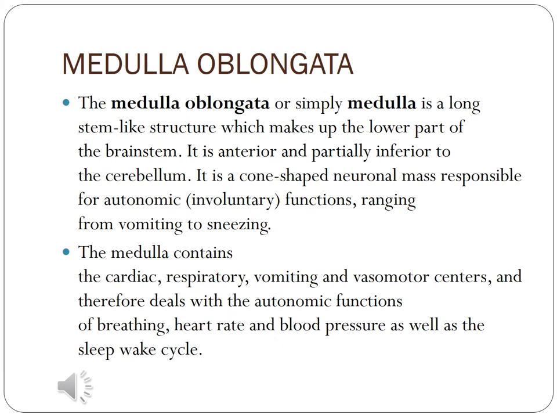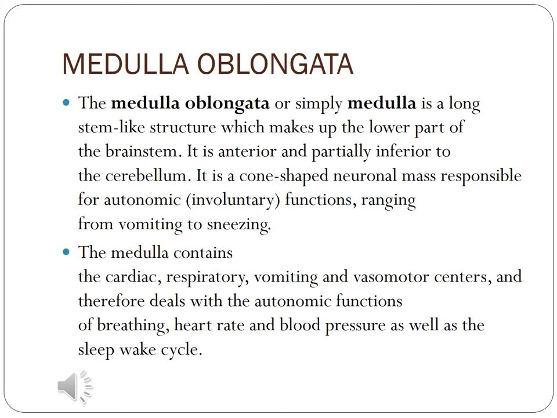So next comes the medulla oblongata. The medulla oblongata is simply medulla, we get it. This is a long stem-like structure which makes up the lower part of the brain stem. It is anterior and particularly inferior to the cerebellum. It is actually a cone-shaped neuronal mass responsible for the autonomic functions. What are the autonomic functions? We know these are the involuntary functions ranging from the vomiting to the sneezing, and these are all involuntary, we cannot control them.